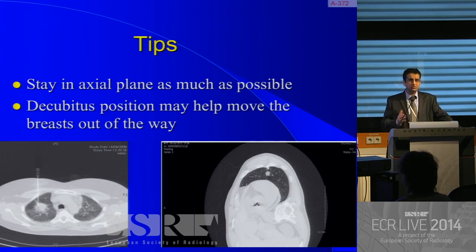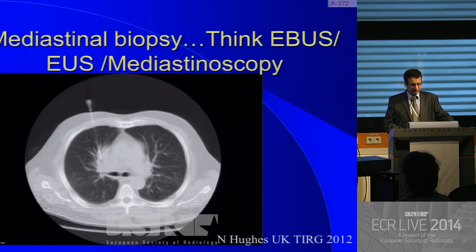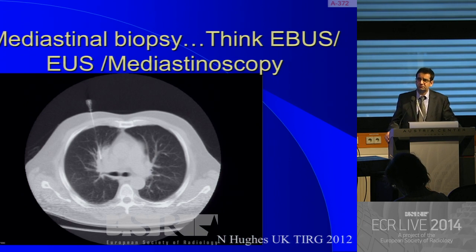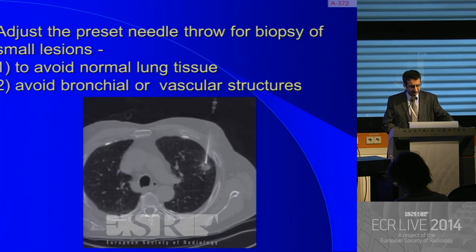A decubitus position may help move breast, for example, out of the way so it's easier access to traverse soft tissues as well. And now for mediastinal biopsies, more or less, it's exclusively become and taken over by EBUS. The risks are minimized so that we don't have to undertake CT biopsies. And through EBUS, they are very good at it now. Very rarely will they not get samples.